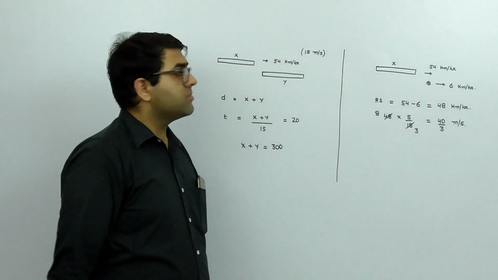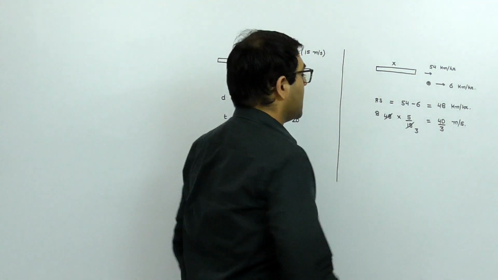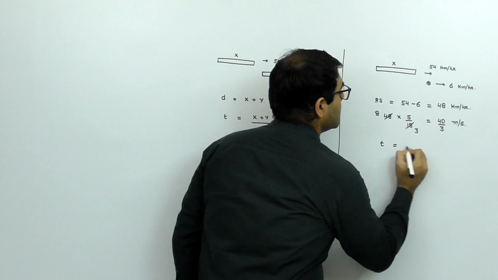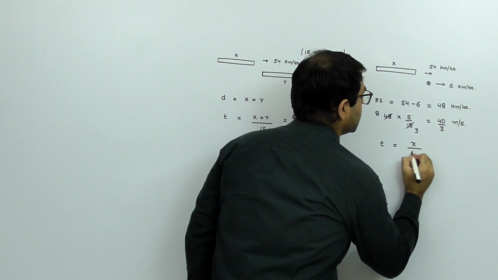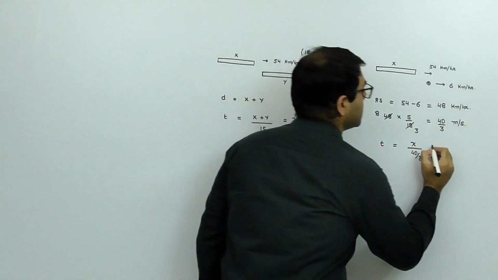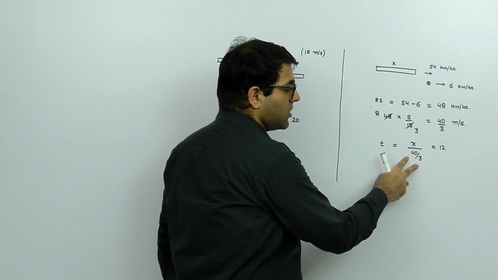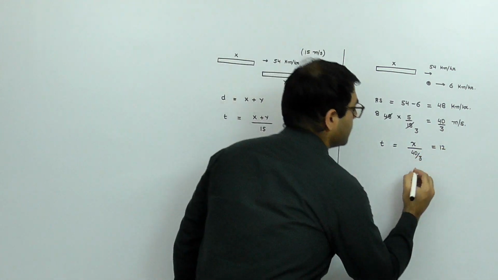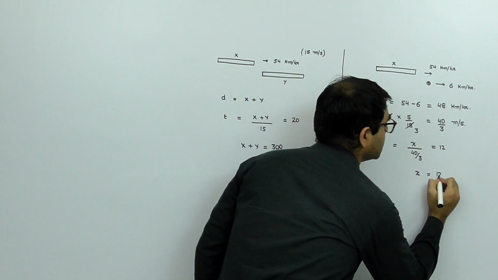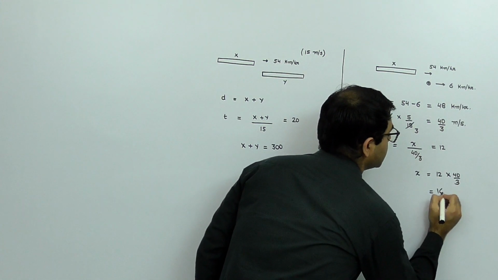For the crossing to take place, this length x is to be traveled with this speed. So can I say the time of crossing is a length of x traveled with the speed of 40 by 3 meters per second. Now this time has been given to me as 12 seconds. From this expression, I can take 40 by 3 and multiply it with 12 to get the value of x as 12 into 40 by 3 or perhaps 160 meters.